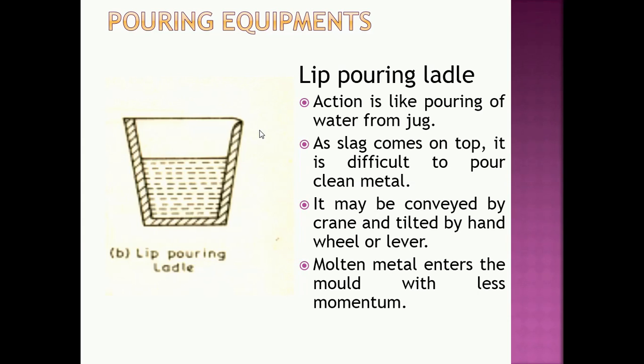Molten metal enters the mold with less momentum. As we are pouring from the top, molten metal has less momentum, but chances of contamination of the metal with slag are there, because slag is at the top and pouring is also carried out from the top side. This is the lip pouring ladle.